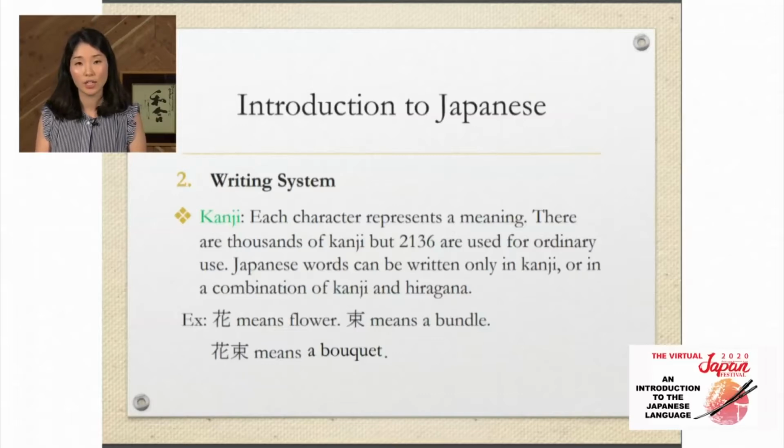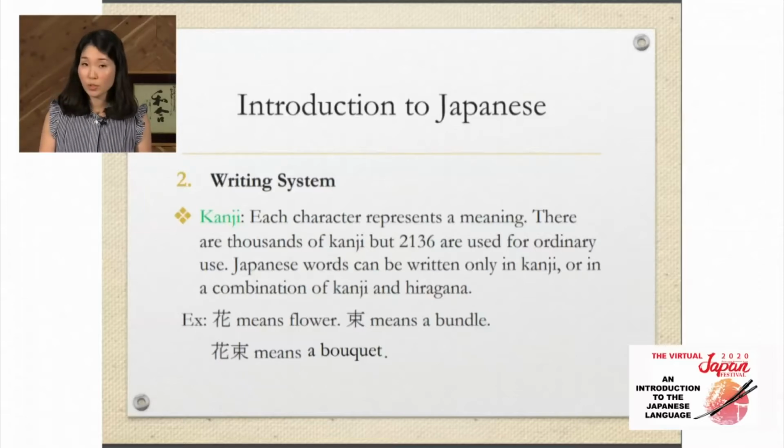Lastly, Kanji. Now, Kanji are often called Chinese characters. Very different from Hiragana and Katakana in a sense that Chinese characters represent a meaning, not a sound, like Hiragana and Katakana do. There are thousands of kanji, but Japanese people know probably around 2,000 to be able to read newspapers or novels. To be precise, 2,136 are considered for ordinary use.